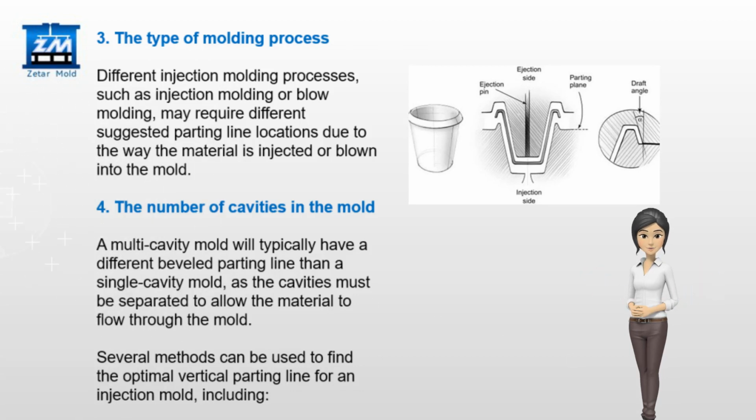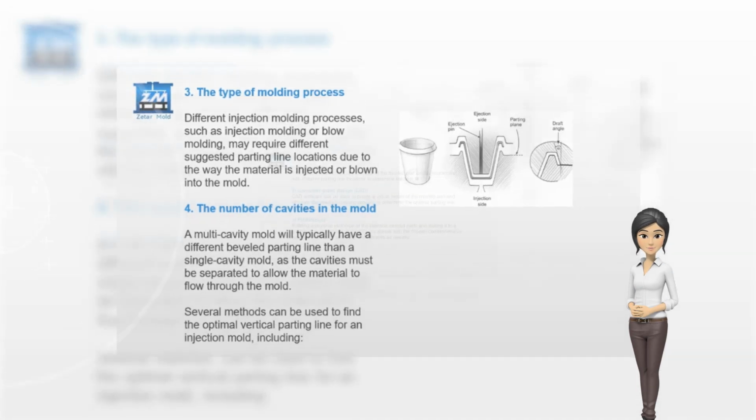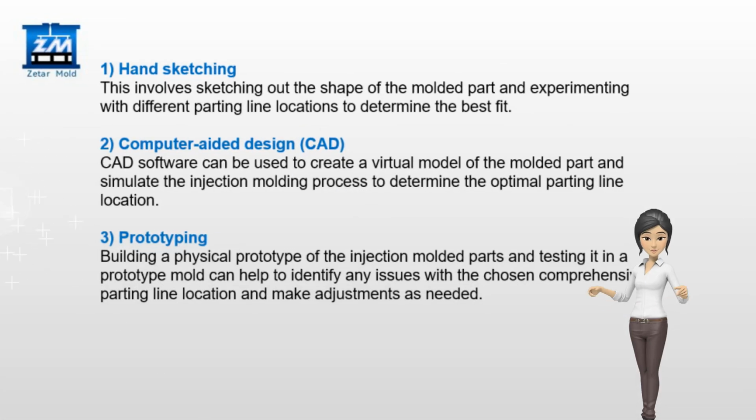Several methods can be used to find the optimal parting line for an injection mold, including: 1. Hand sketching. This involves sketching out the shape of the molded part and experimenting with different parting line locations to determine the best fit. 2. Computer-aided design. CAD software can be used to create a virtual model of the molded part and simulate the injection molding process to determine the optimal parting line location.